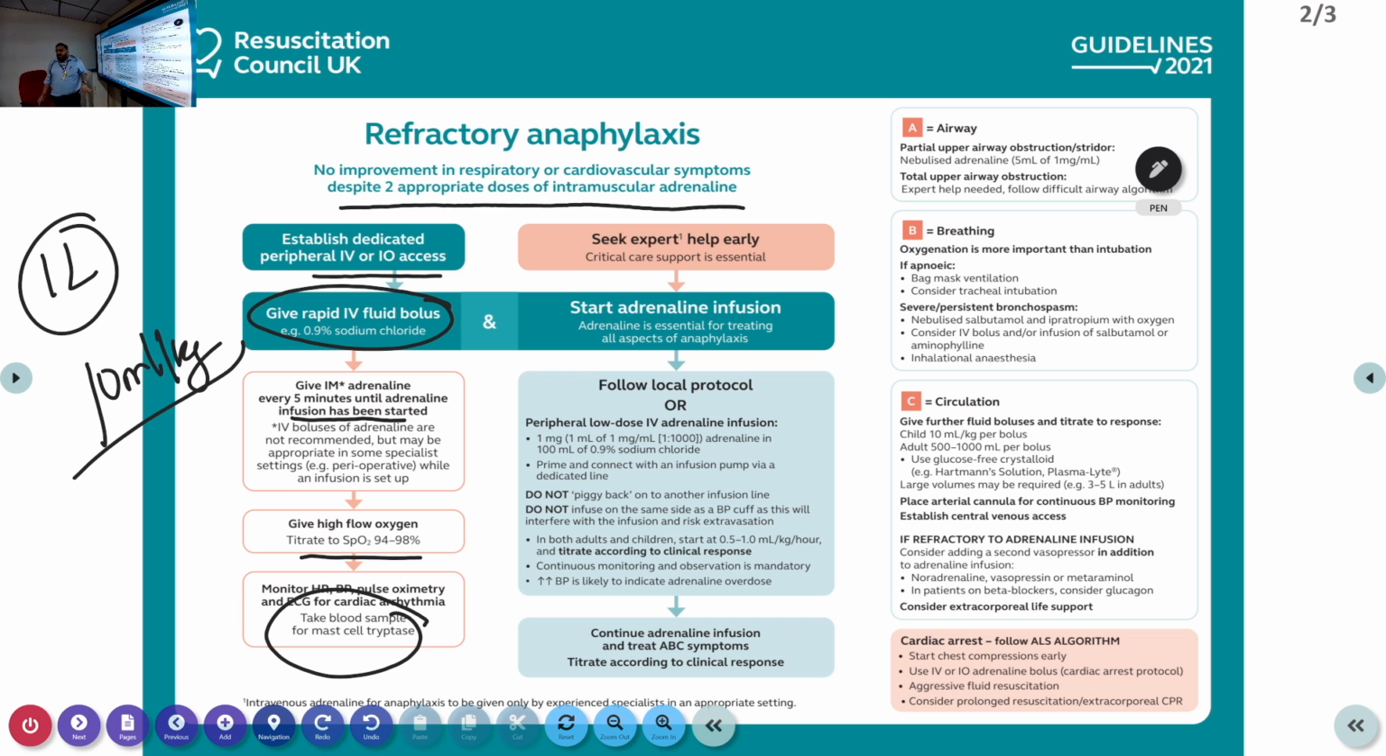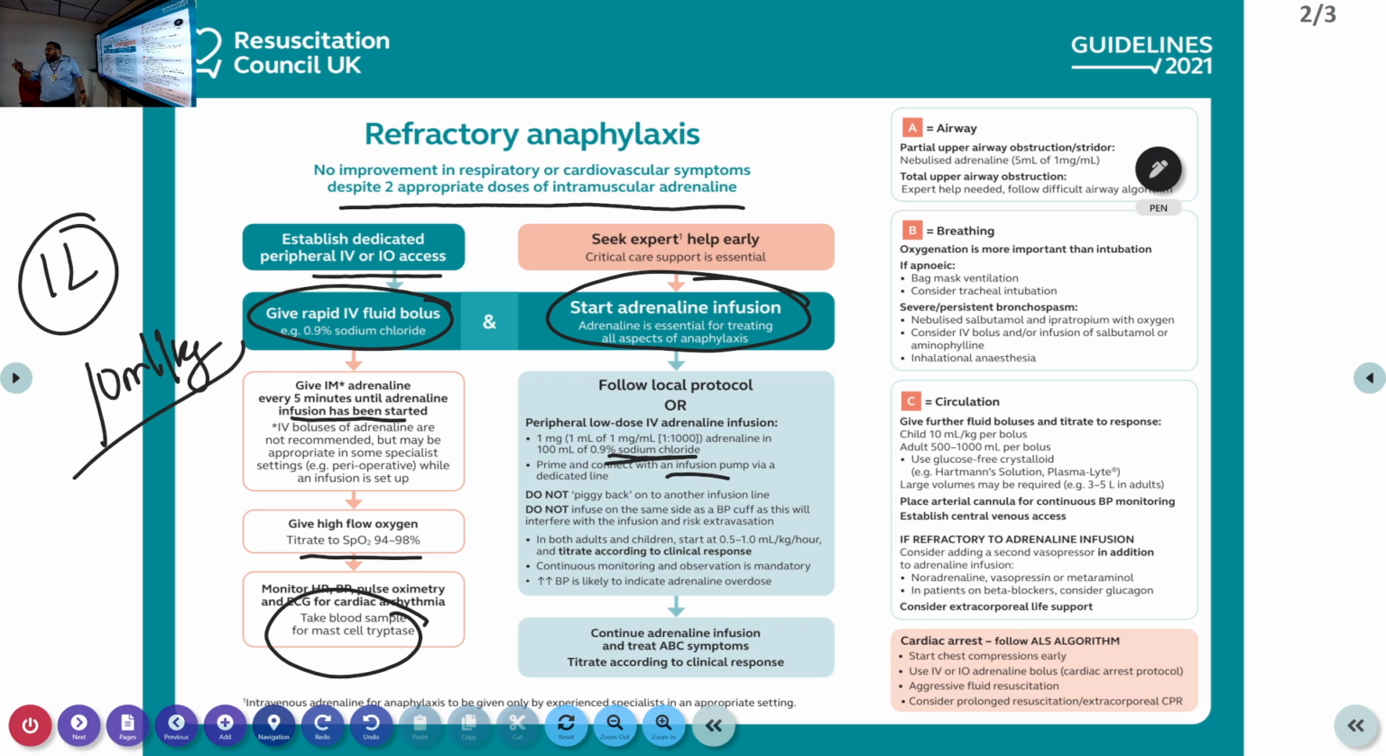So our IV preparation is ready. Now you have to start adrenaline infusion. The simple infusion protocol is that you take 1 mg adrenaline, that is 1 ml of 1 in 1000 adrenaline, in 100 ml of 0.9% NS. You can start preparing and connect with an infusion pump via a dedicated line.